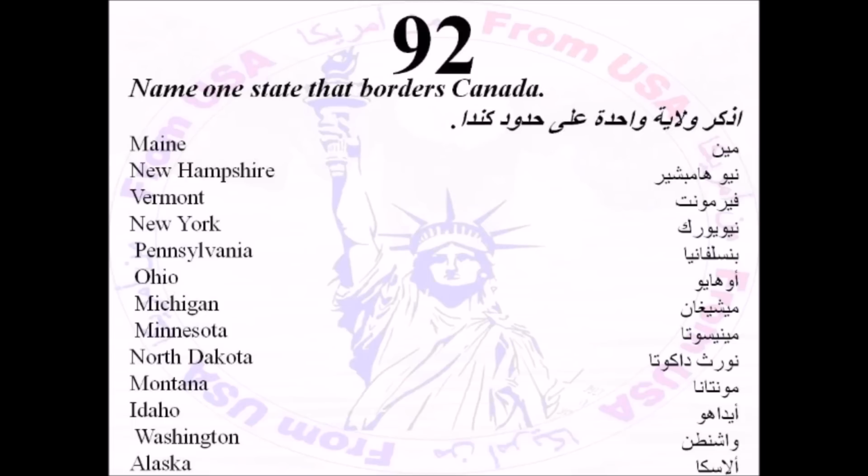92. Name one state that borders Canada. There are many states that border Canada, and I'll just read all of them. Maine, New Hampshire, Vermont, New York, Pennsylvania, Ohio, Michigan, Minnesota, North Dakota, Montana, Idaho, Washington, Alaska.